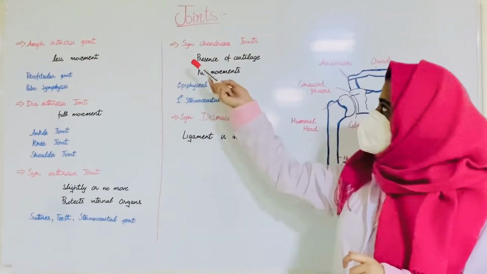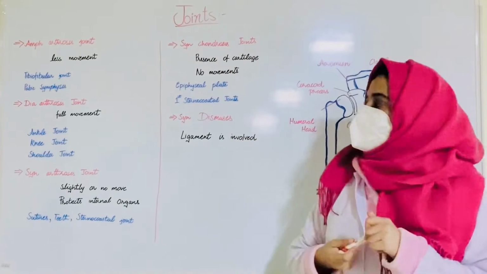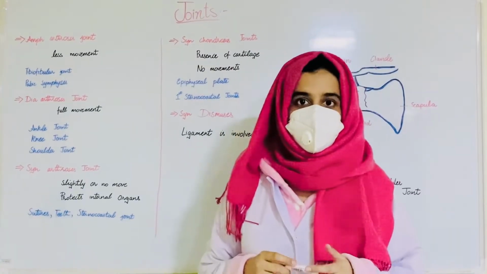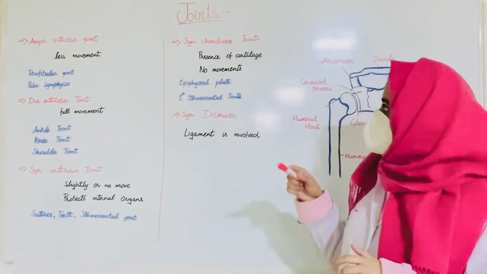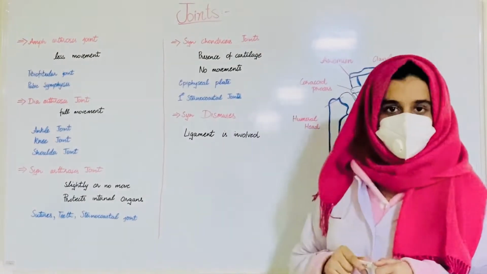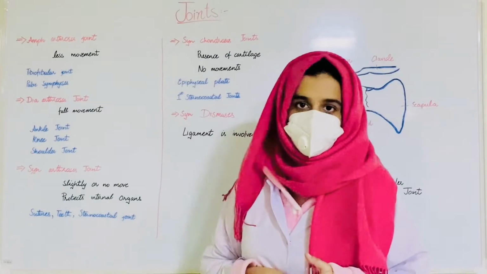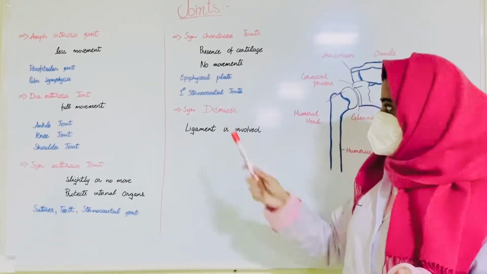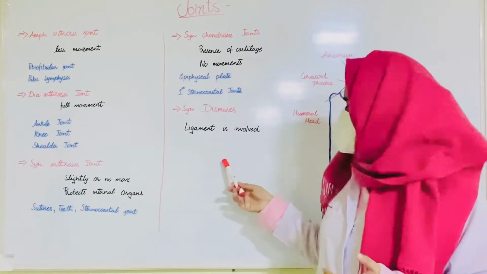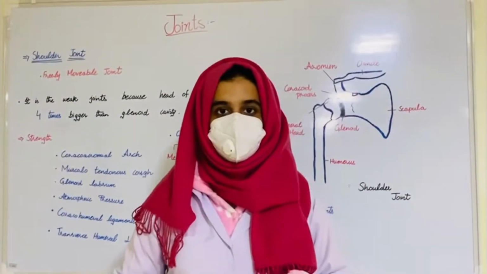And the fourth type is Synchondrosis joint. In Synchondrosis joint, there is a presence of cartilage and there is no movement in these joints. Examples of these joints are epiphyseal plate and first sternocostal joint. Last type is Syndesmosis joint, in which there is involvement of... I will explain about shoulder joint.